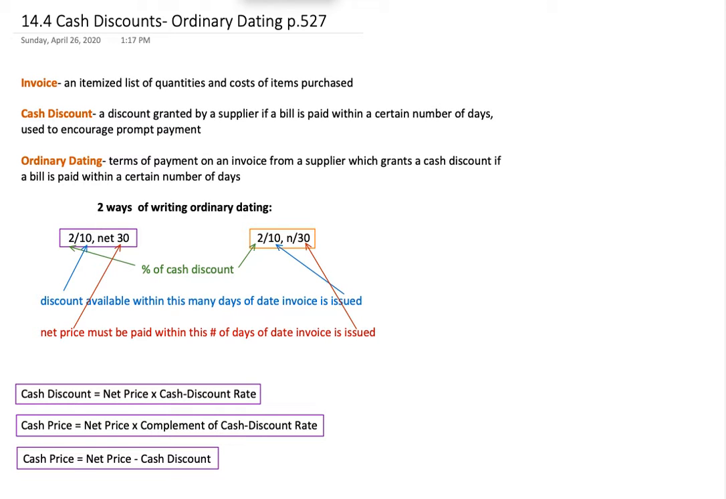Hello, consumer. This week we're doing 14.4 and 14.5. Both are about different kinds of cash discounts. So in this lesson, we're doing ordinary dating.